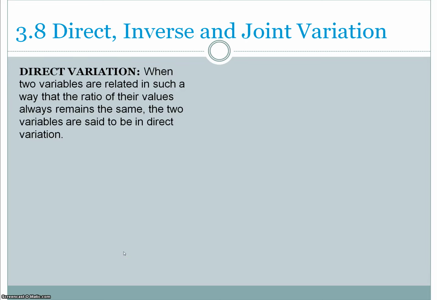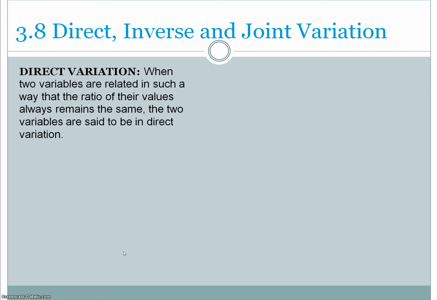So this is a lesson about different types of variation. This is section 3.8 from our textbook, and we're going to start by looking at direct variation. We're also going to look at inverse and joint variation, and we're just going to look at how to set up the equations, and I'll go through a couple of examples with you. So let's start with direct variation.